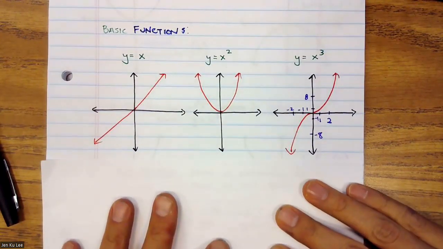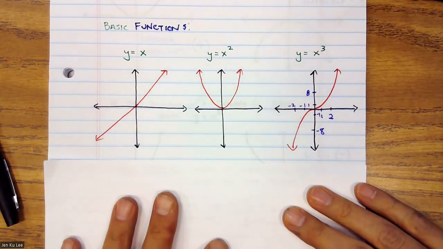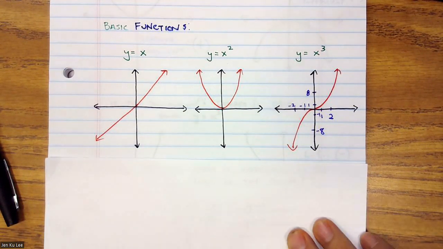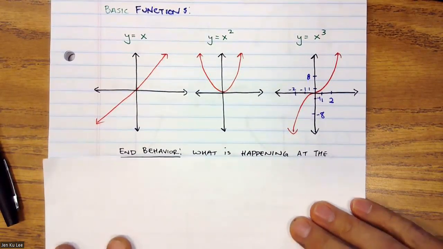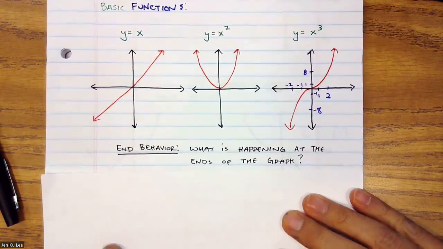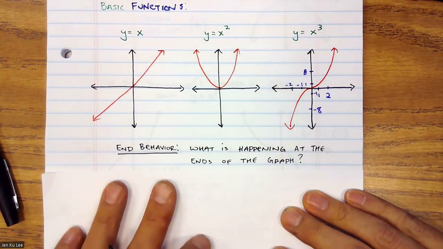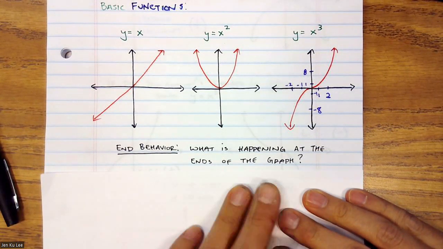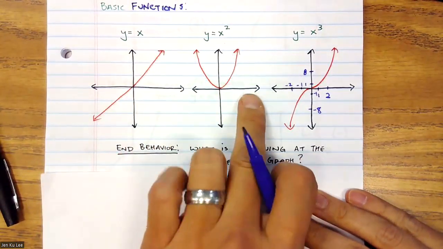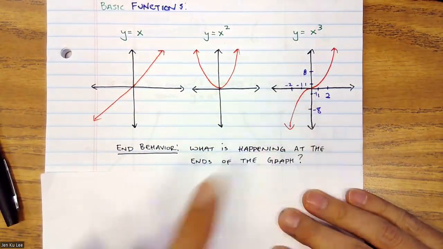So the first thing we have to know about graphing, remember our end product is about graphing these guys, is end behavior. And that in a nutshell is what is happening at the ends of the graph. At the ends of the graph, what is happening to my function? The ends of the graph are along my x-axis.